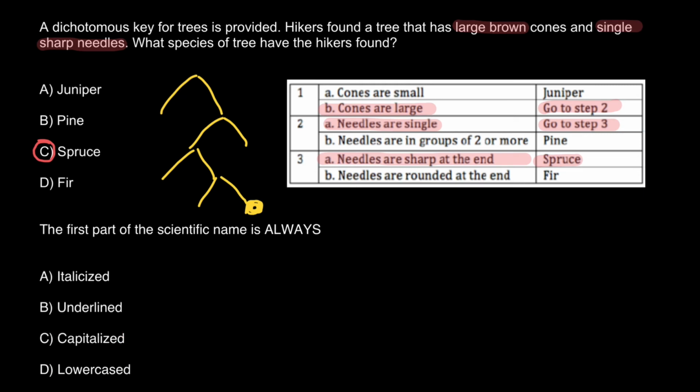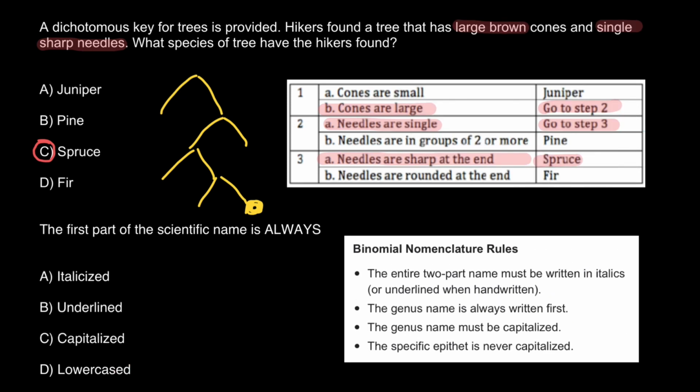And first part of scientific name, which is genus, is capitalized, and second part, the species, is written in lowercase. For example, Homo sapiens. Homo would be capitalized and sapiens would be written in lowercase. And here are these rules. So our choice is going to be answer C.